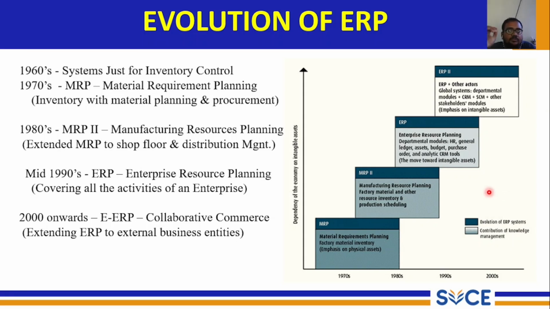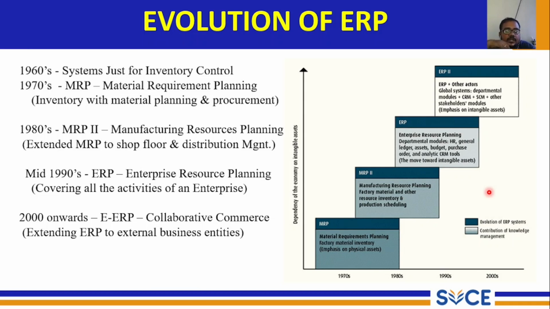In the 1970s, it started off with material requirement planning, and from the 1980s to the mid-1990s, it moved on to the concept of MRP 1 and 2. MRP is basically an upgraded version of what inventory control had been doing. MRP was about material requirement planning, and MRP 2 is about manufacturing resource planning. You could see the upgradation: initially it was only about inventory related to material planning and procurement alone, and in the 1980s, when it upgraded to manufacturing, they extended the MRP concept to the shop floor and distribution management as well.